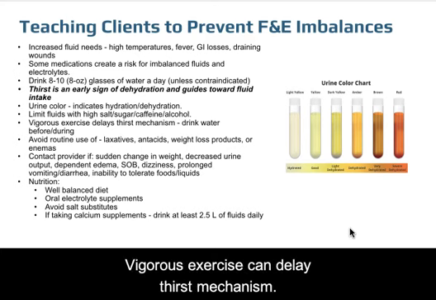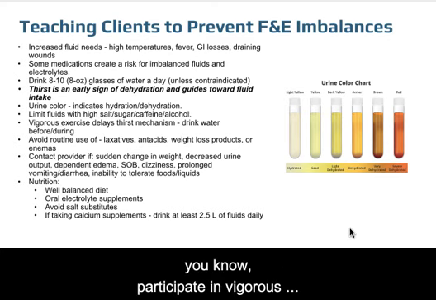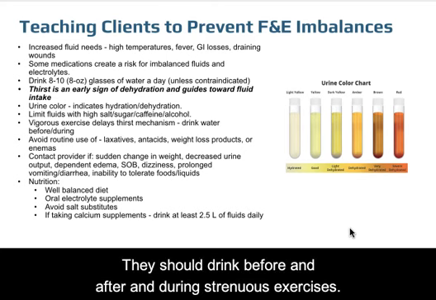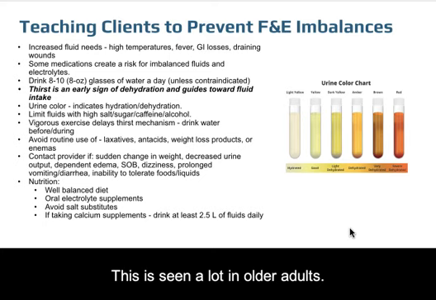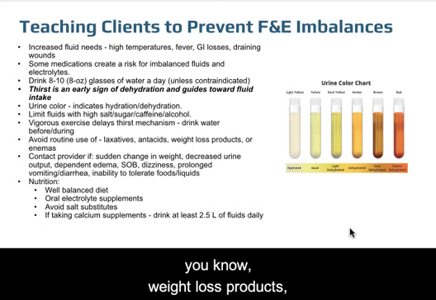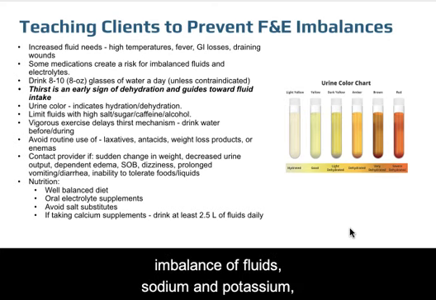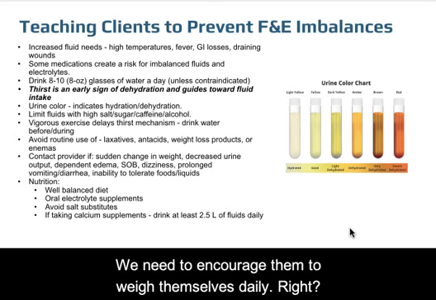Vigorous exercise can delay the thirst mechanism. So we need to encourage patients who participate in vigorous exercise to drink fluids regularly. They should drink before, during, and after strenuous exercise. We need to encourage our patients to avoid the routine use of laxatives. This is seen a lot in older adults. They tend to take a lot of laxatives, or antacids, weight loss products, enemas. All of these can cause an imbalance of fluids, sodium and potassium, which is, like we said, life-threatening.